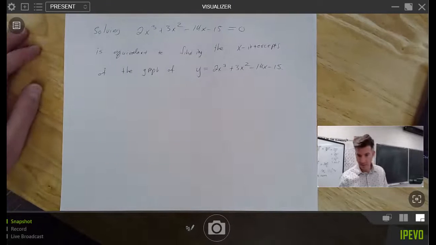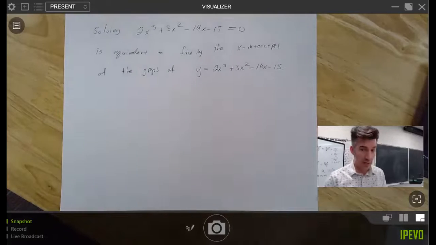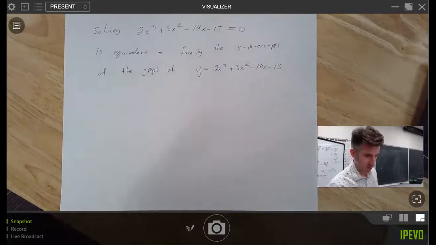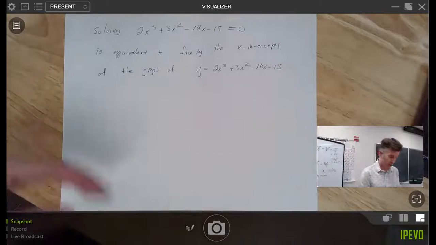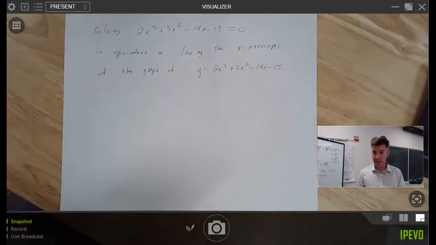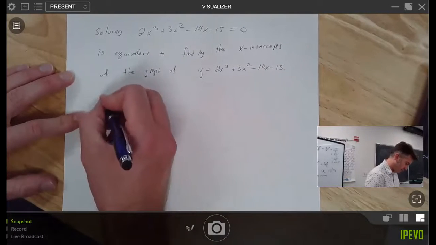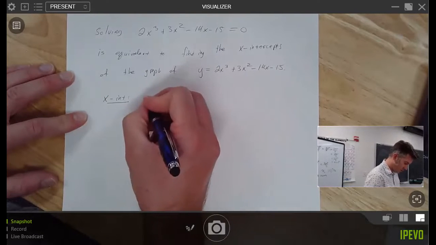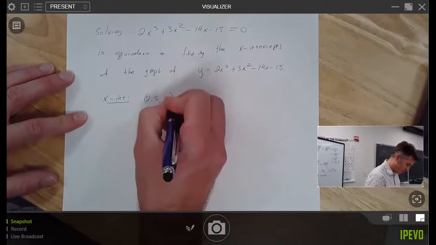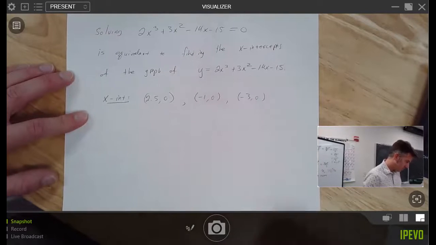If you graph this using something like Desmos, and again, I would really encourage all of you to play around with Desmos. It's a very useful tool. A lot of your professors are going to refer to it. So definitely get comfortable using it, play with it, graph this, go ahead and look at what the intercepts are. If you do graph this, you can easily find that the x-intercepts are 2.5, 0, -1, 0, and -3, 0.